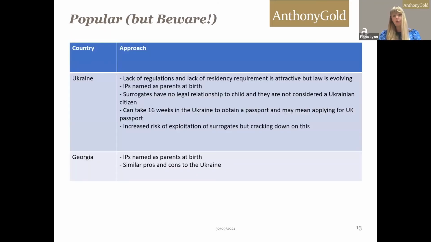And this is going to be relevant. So the Ukraine is going to cost a lot less. Same with Georgia, but again, you're going to have to be a bit more careful about the fact that it can take a long time to get a local passport because the child is not going to be deemed a citizen of the Ukraine. That can take 16 weeks. Now, that's a long time to be waiting in a country to bring your child home. So you really need to have a look at that if you are considering that sort of country. And it may be that you have to because of money. So lots of things to weigh up here. Next slide, please.